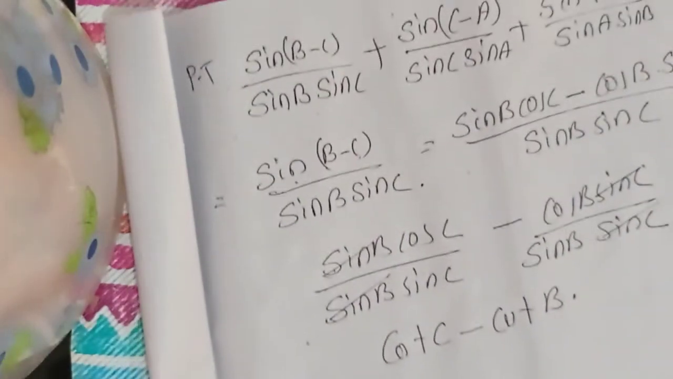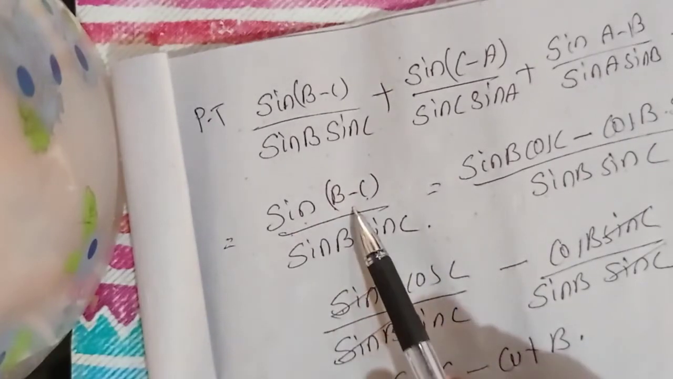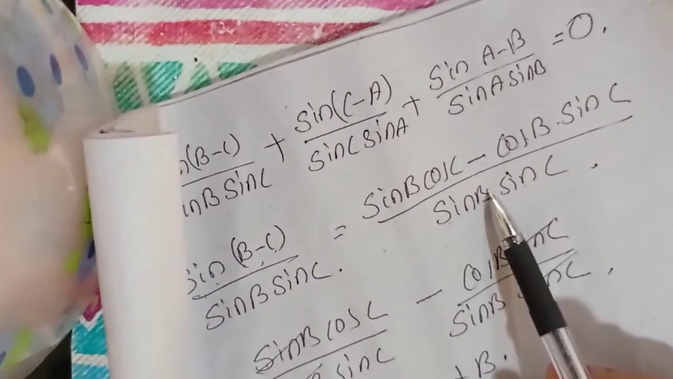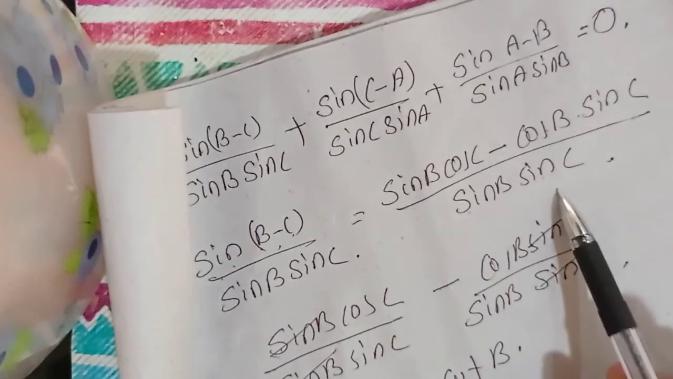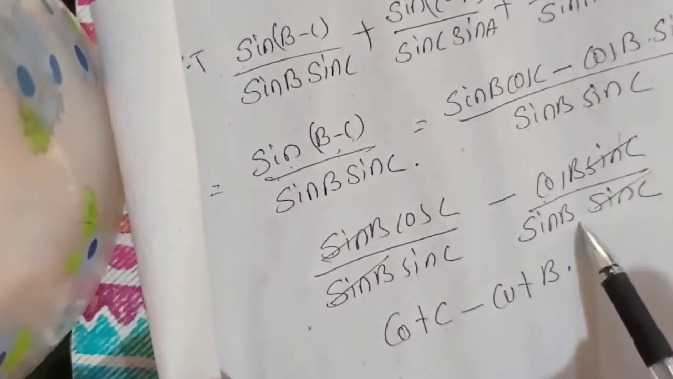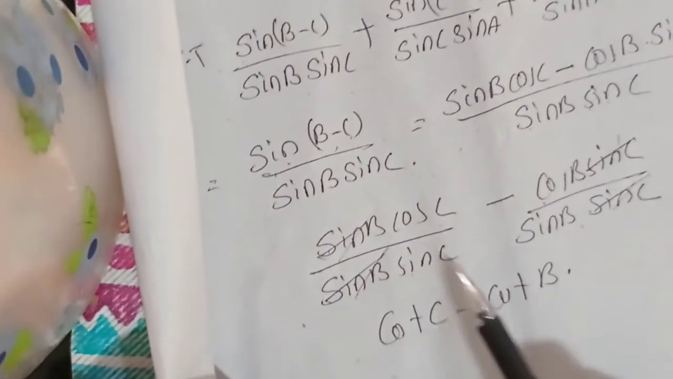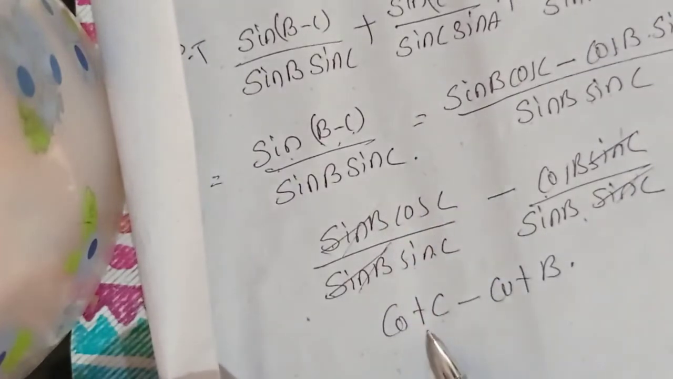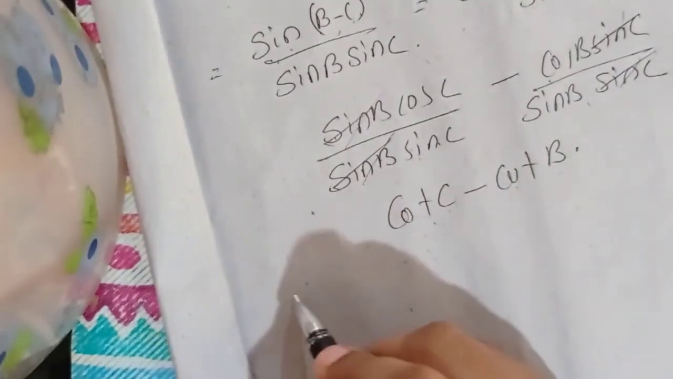Taking the first term, once again listen. Sin(b minus c) is sin b cos c minus cos b sin c, and the denominator is sin b sin c. Sin b cancel, sin c cancel, cos c by sin c is cot c, cos b by sin b is cot b. Understand? If it is sin(b minus c), the answer is cot c minus cot b.